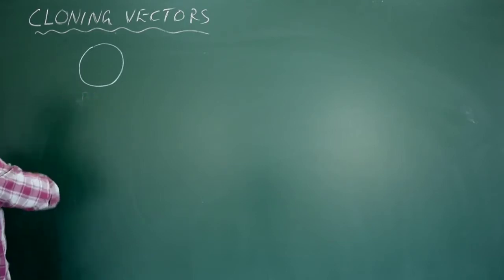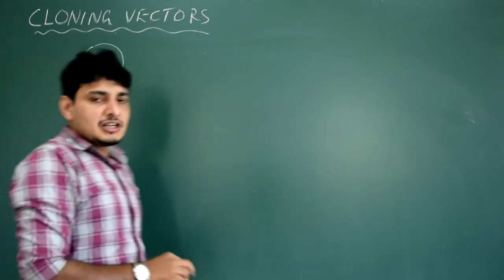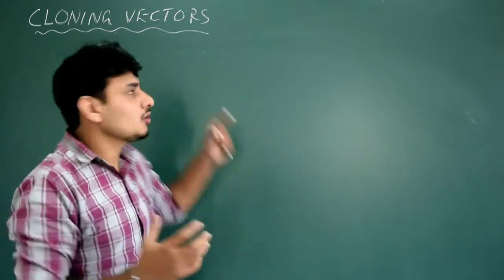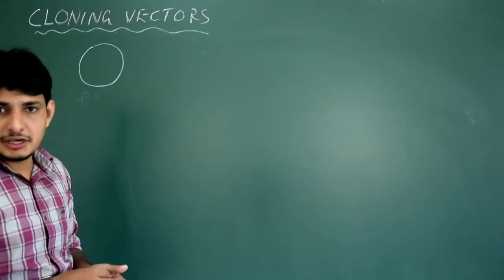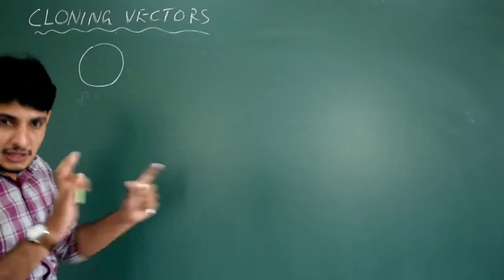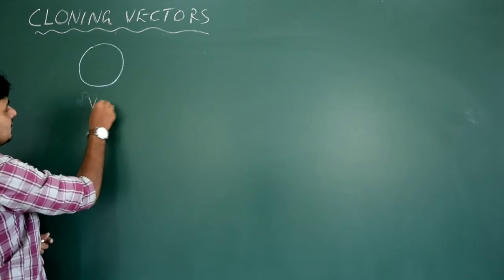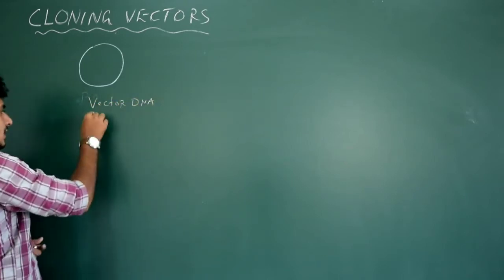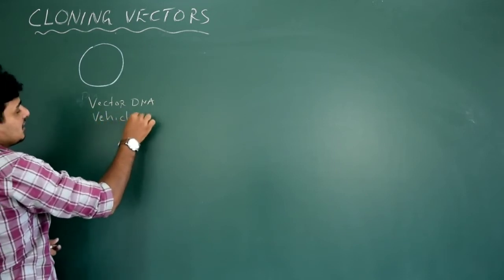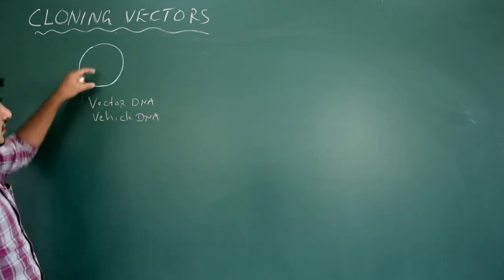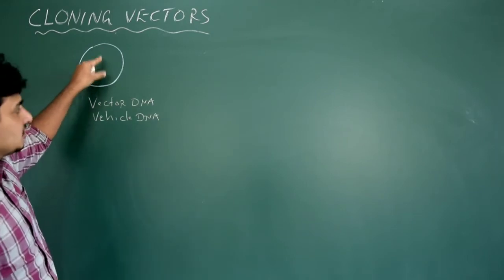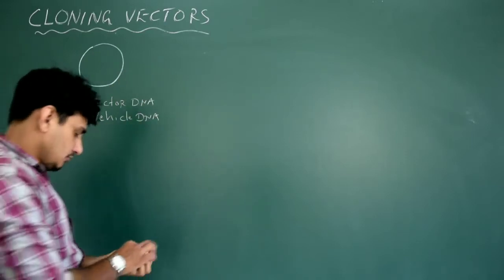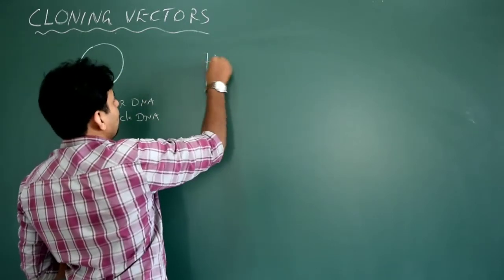I will not write plasmid, because in genetic engineering, scientists use different types of vectors or cloning DNAs. So we just write it as vector DNA. Vector DNA is also called vehicle DNA. See the names, because this main circular DNA carries our gene of interest or foreign DNA. So we just write that foreign DNA here.